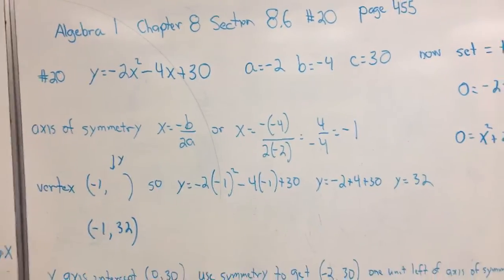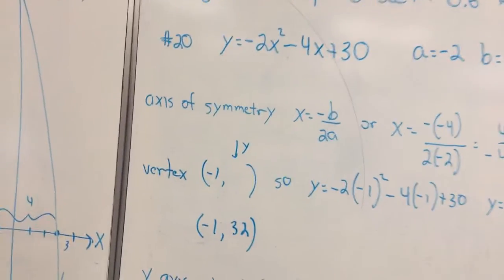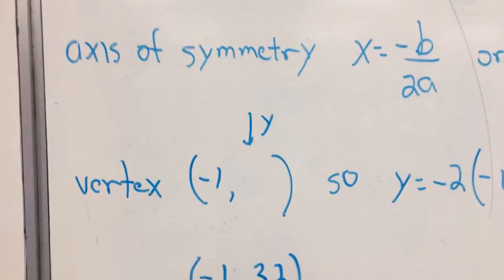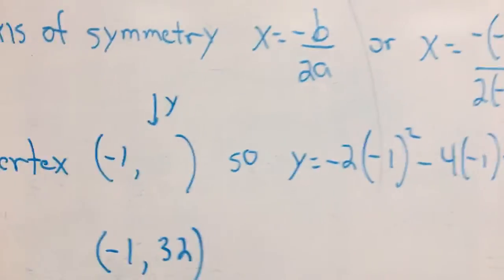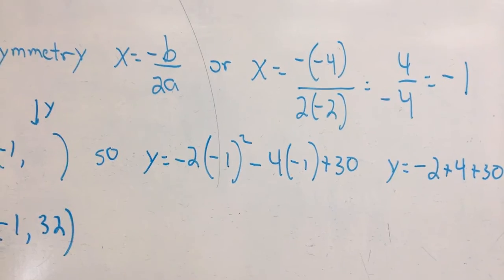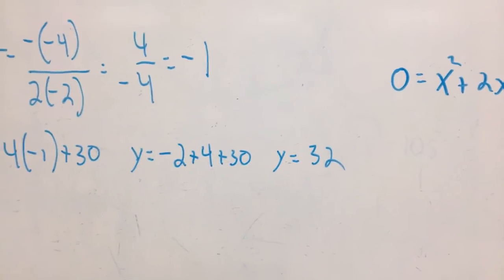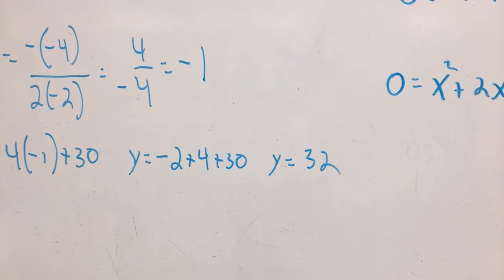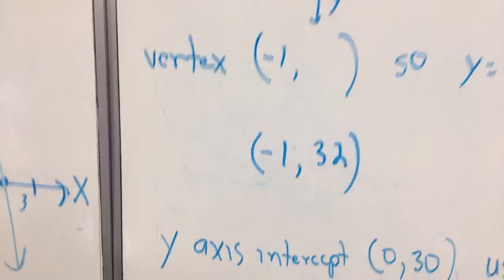Now, scaling. I know scaling is going to be a problem, but we'll get to that. So here it is. To find the vertex, you know that x is negative 1. Jam it in there. I need y, okay? So y is equal to negative 2 times negative 1 squared minus 4 times negative 1 plus 30. And if you do all that, you find that y is 32. So you're right, vertex is way up there. So take that y value and put it right there.